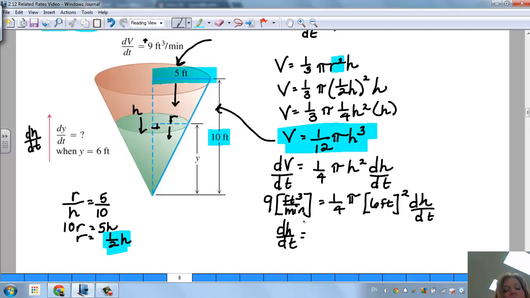No, excuse me, it should be positive because it's going in. Excuse me, it is going to be 0.318, and this is in feet per minute. So it's increasing because the water's going in.